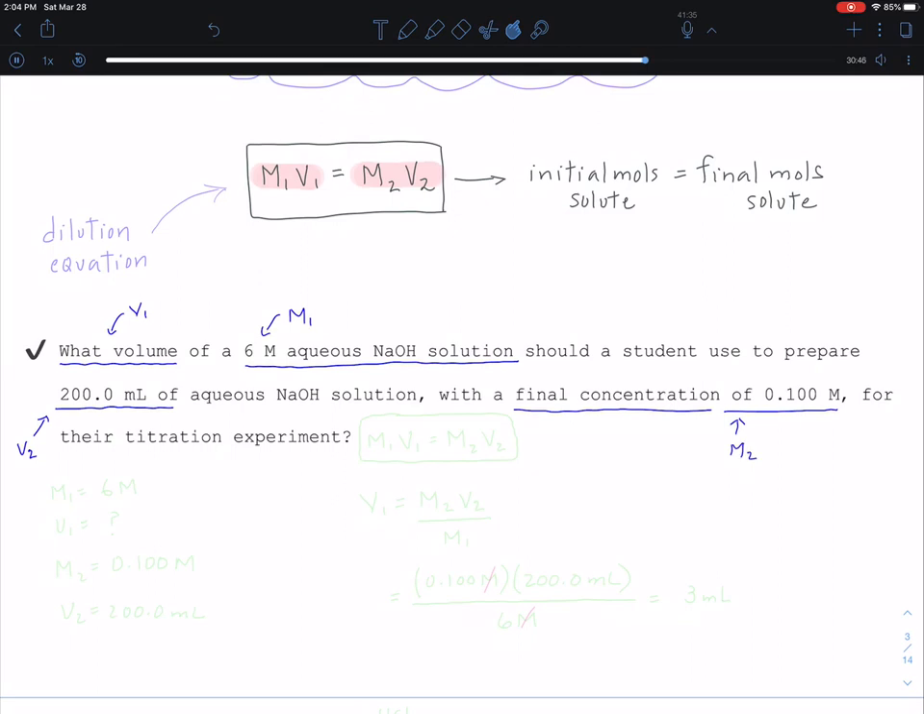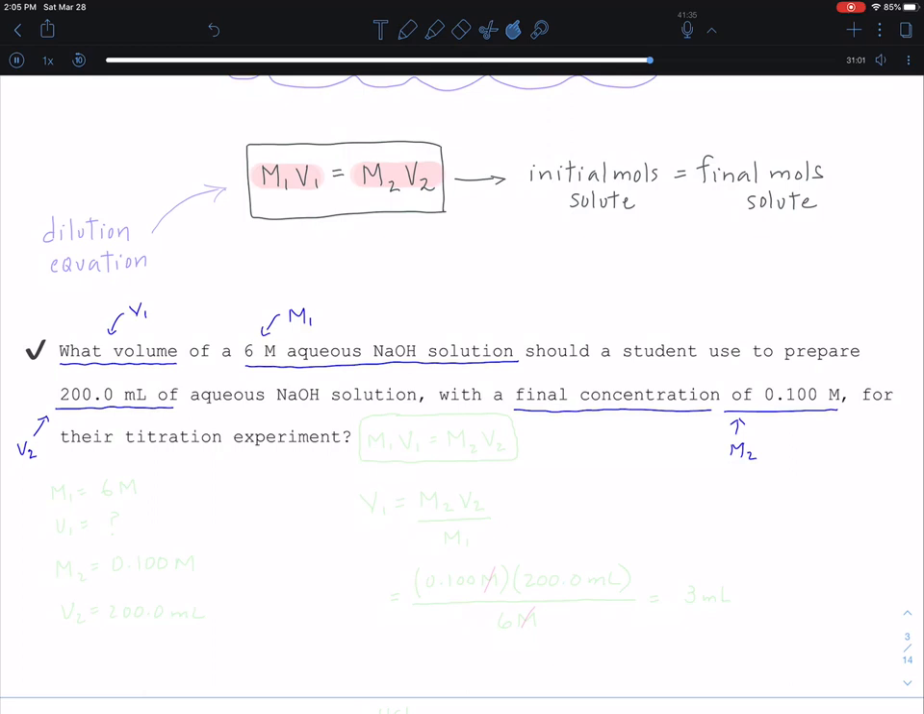So if you want to go through the problem and read the words and figure out what's what, probably not a bad idea when you're first starting out these calculations. Another way that I like to do these calculations is I say, okay, I am diluting something for sure.